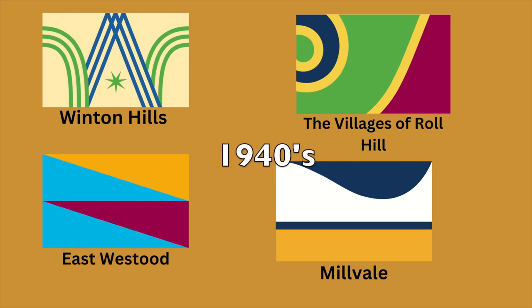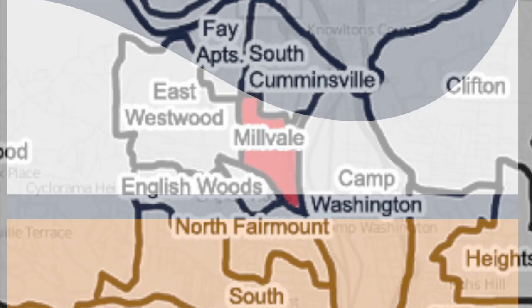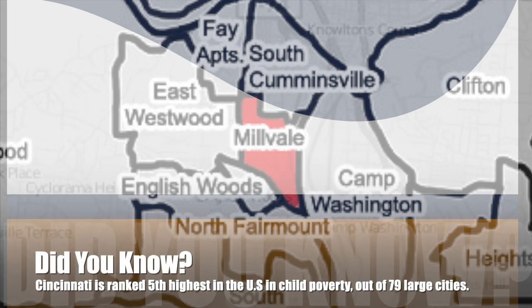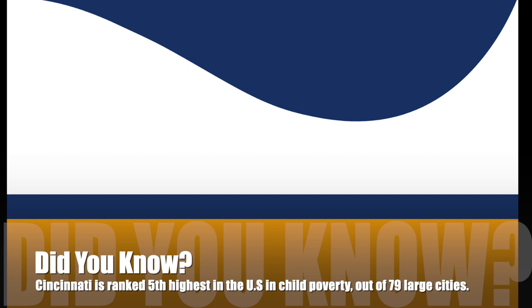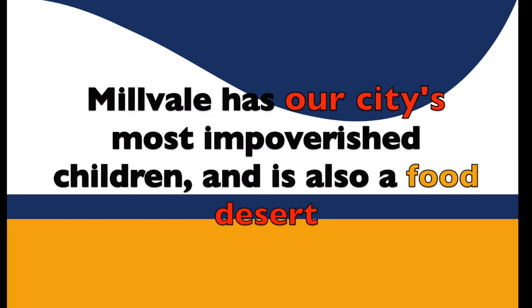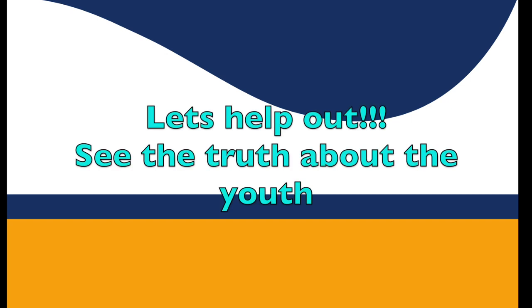The last four additions, Winton Hills, the villages of Roll Hill, East Westwood, and Millvale. Millvale. The name comes from Mill Creek Valley, but the locals might call it Moosewood. Did you know that Cincinnati is ranked fifth highest in the nation in child poverty? And that Millvale, as a neighborhood, is known to have our most impoverished children in Cincinnati. It is also a food desert. The youth and the neighborhood really need our help.